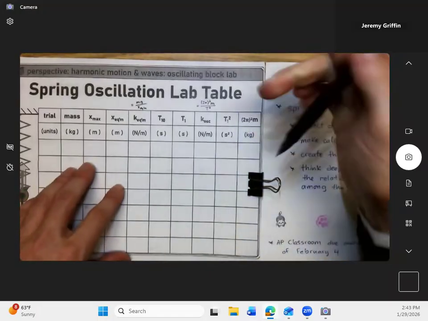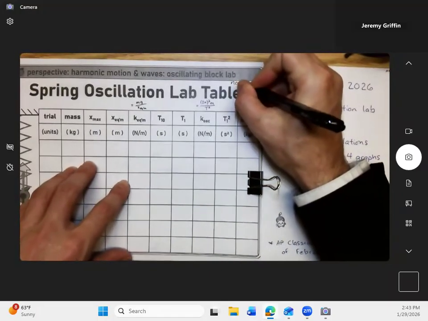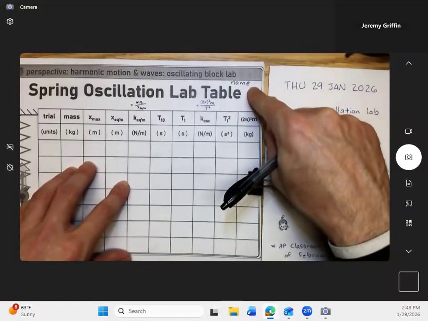So guys, everybody write your name on your table. Write your name. So when you eventually turn this in, I will know who to give the points to. Hey, guys, write your name.